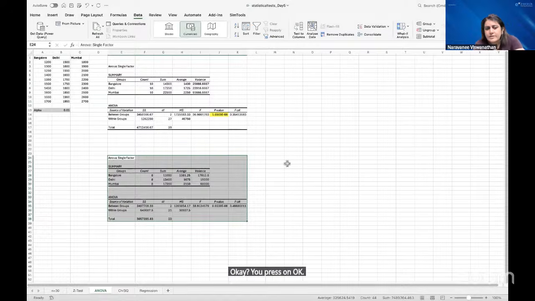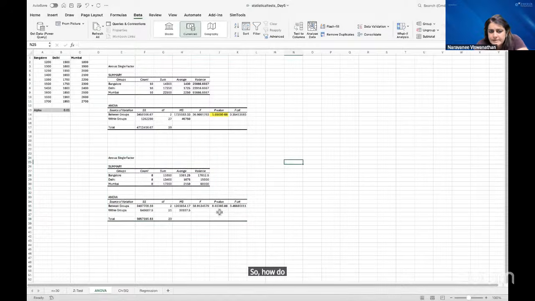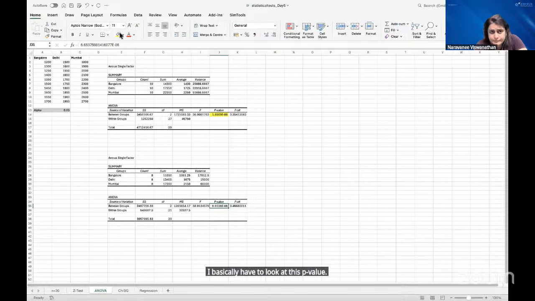Can you see I have got this ANOVA? So how do I read this ANOVA? I basically have to look at this p-value. I look at this p-value and I compare it against 0.05. If this p-value is less than 0.05, right? So what does it mean, guys? It basically means that there is at least one group which is different. So there is one group which has an average which is different from the other groups. That's how you read it.